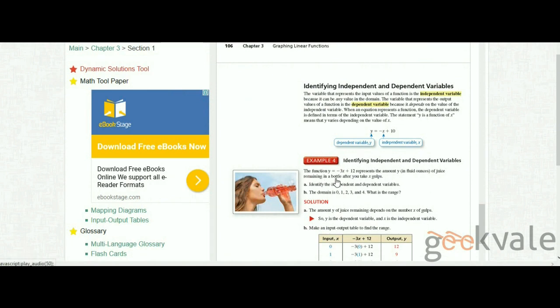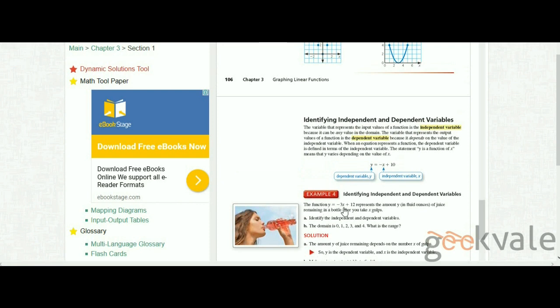If you look at the example, it says the function y is -3x plus 12 represents the amount y in fluid ounces of juice remaining in a bottle after you take x gulps. Identify the independent and dependent variable. The amount of juice remaining depends on the number of gulps, right? Second thing is the domain is 0, 1, 2, 3, and 4. What is the range? The range comes out as a result of your domain, right?